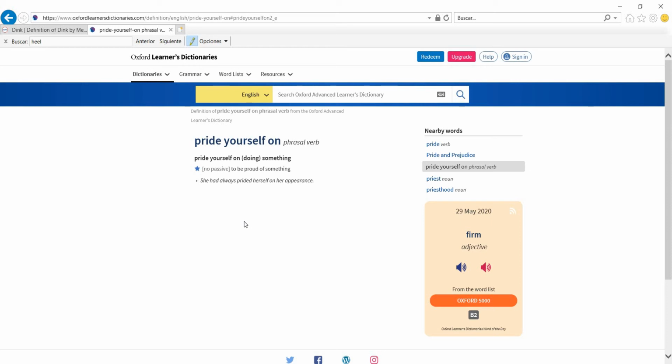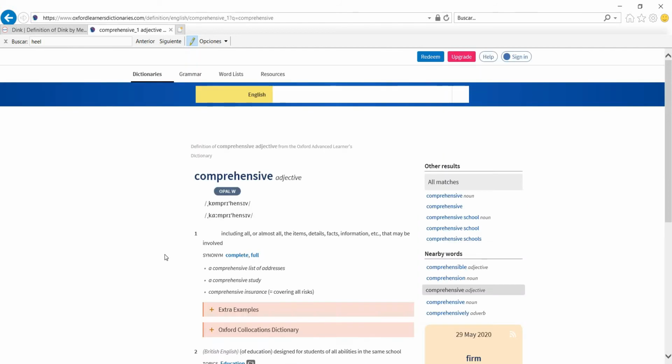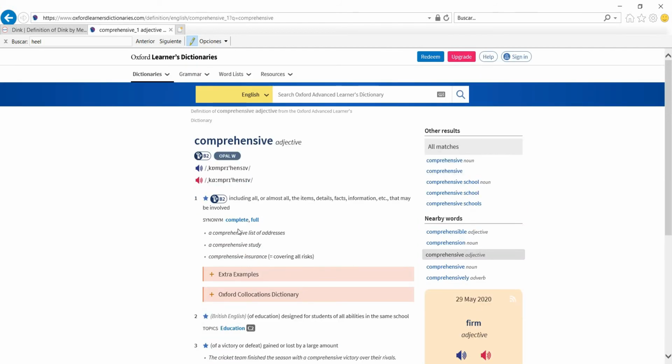So let's go to section 5, which is about vocabulary. And here we come across very interesting words. Comprehensive, a very nice false friend, right? Not comprensivo, clearly, this is complete, right? Full, dealing with every aspect. So a comprehensive list of addresses, a comprehensive study, or insurance, which is the one that covers all risks, right?